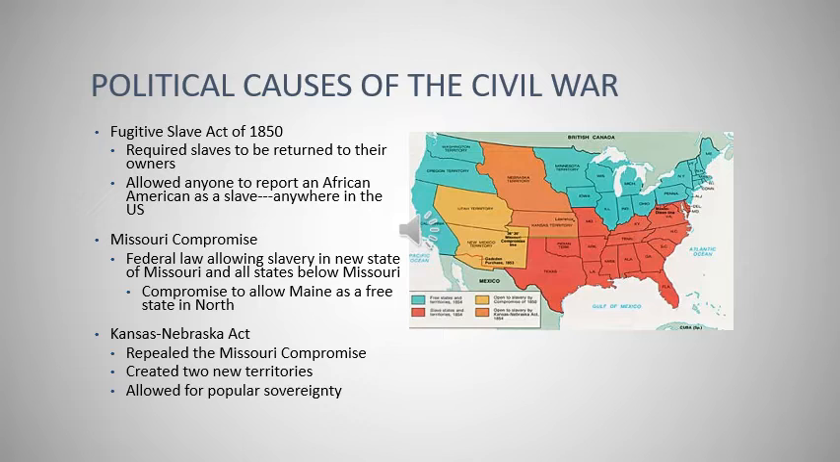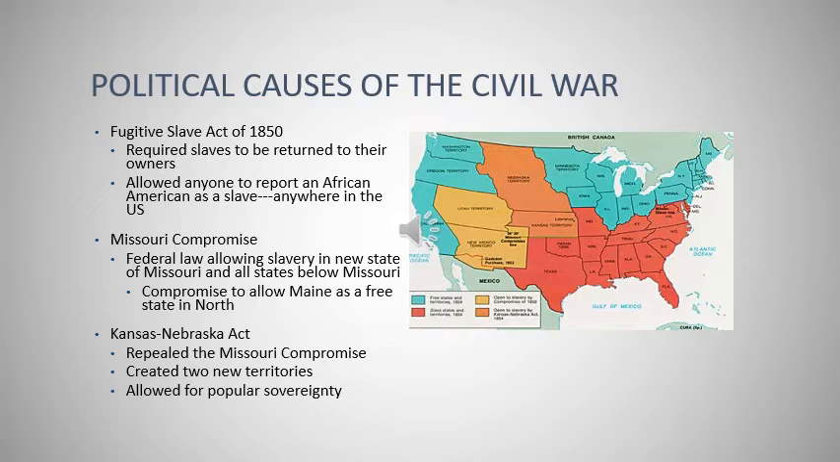Political causes of the Civil War. The Fugitive Slave Act of 1850 required slaves to be returned to their owners if they were caught in northern free states. It allowed anyone to report an African American as a slave anywhere in the United States, even if they were born a free man.